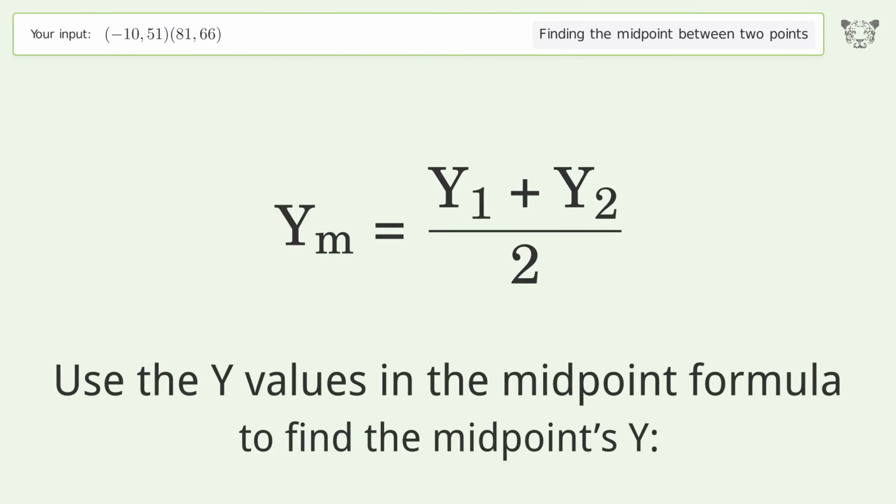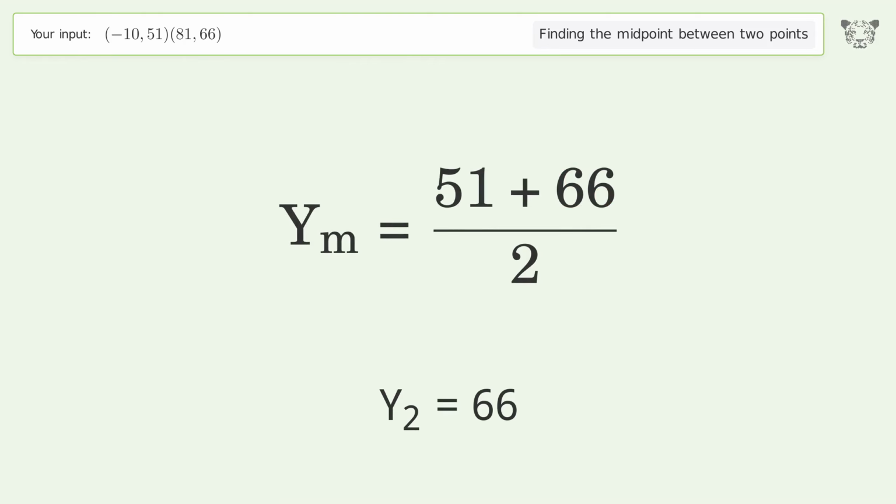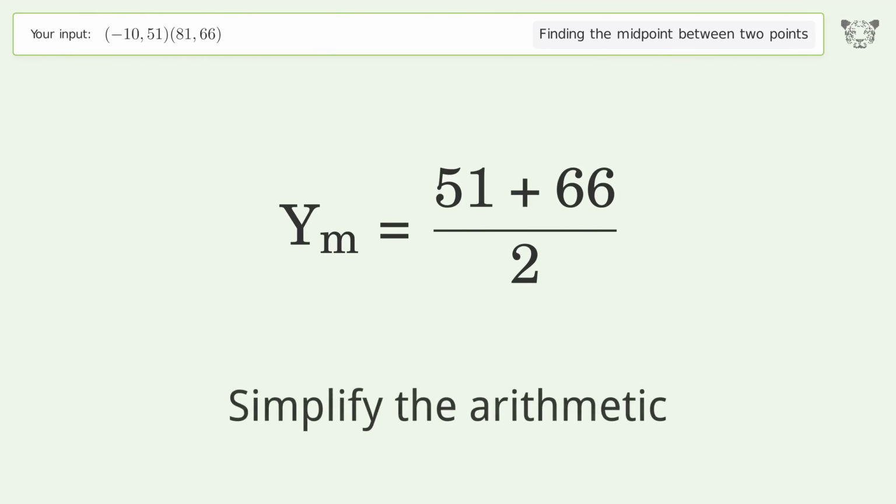Use the y values in the midpoint formula to find the midpoint's y. y1 equals 51. y2 equals 66. Simplify the arithmetic.